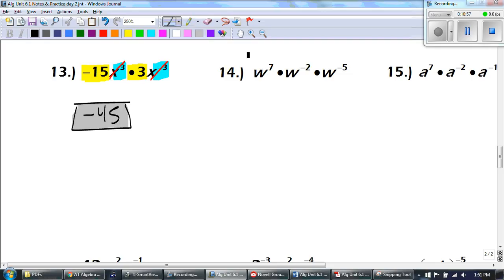Okay, so we need to add all of our exponents, 7 minus 2 minus 5, and we end up with w to the 0. Or just like in the last one, they all kind of canceled out. But when they cancel out, w to the 0 is not 0, it's 1. Our exponent 0 base turns into 1.